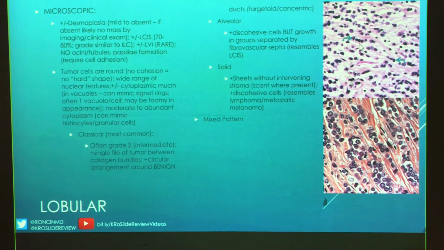There are alveolar arrangements where they're more discohesive, and this is the one that will resemble LCIS more. And there's also a solid variant, and this is where you really start thinking about, is this lymphoma, metastatic melanoma? And of course, we always have mixed patterns where it's a little bit of everything.